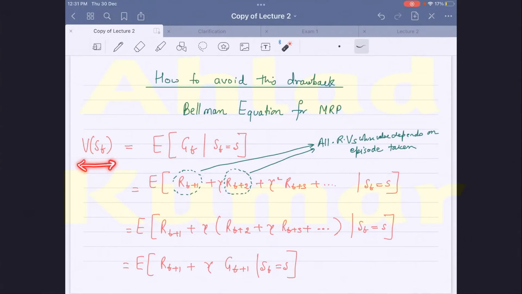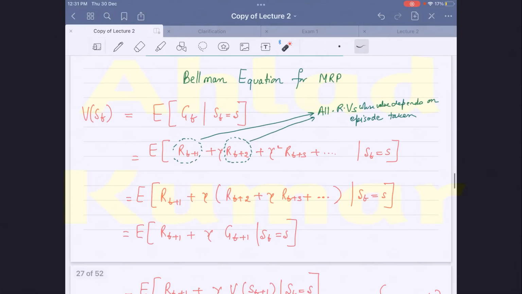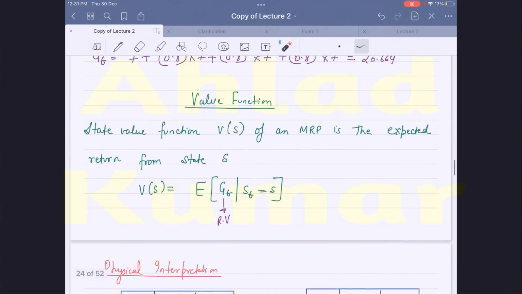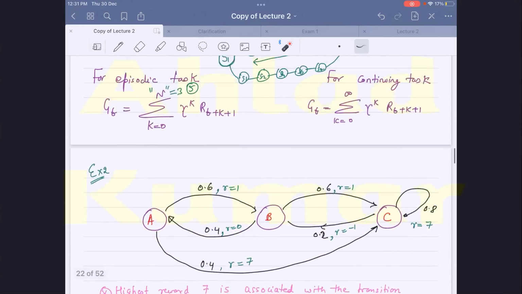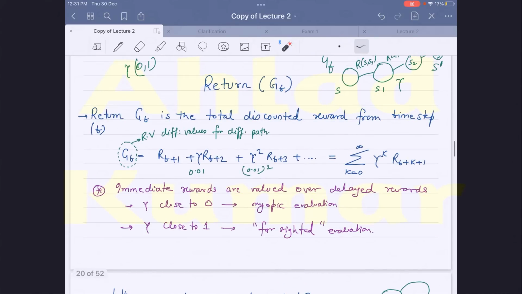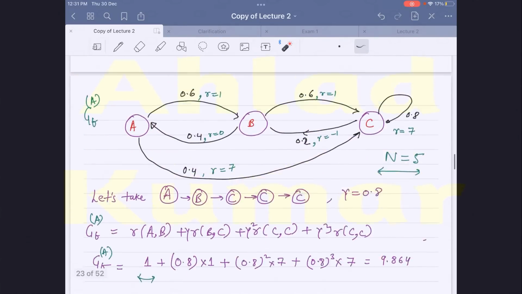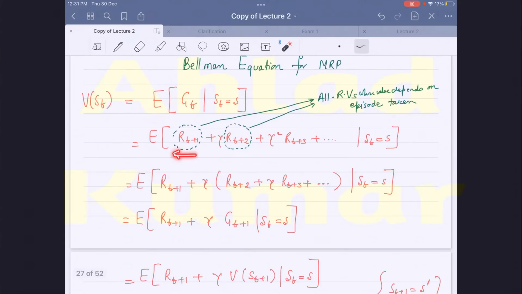So the value of a particular state is nothing but the expected value of the return for that particular state, that is, given the state S. Now we are writing the definition of GT here. If you recall, our GT is nothing but, let me go back to the slide here, this expression here, right? So we can use this expression on this side, given this state st is equal to s.